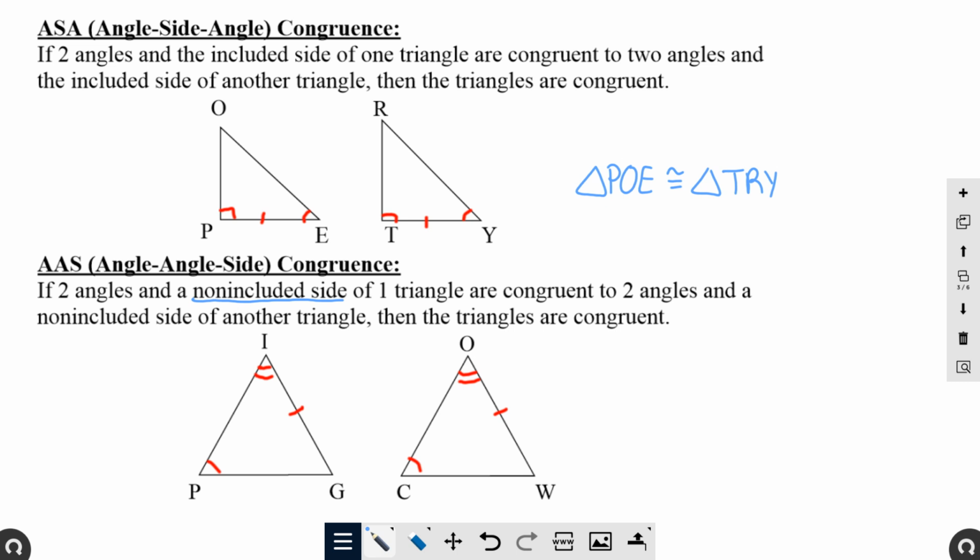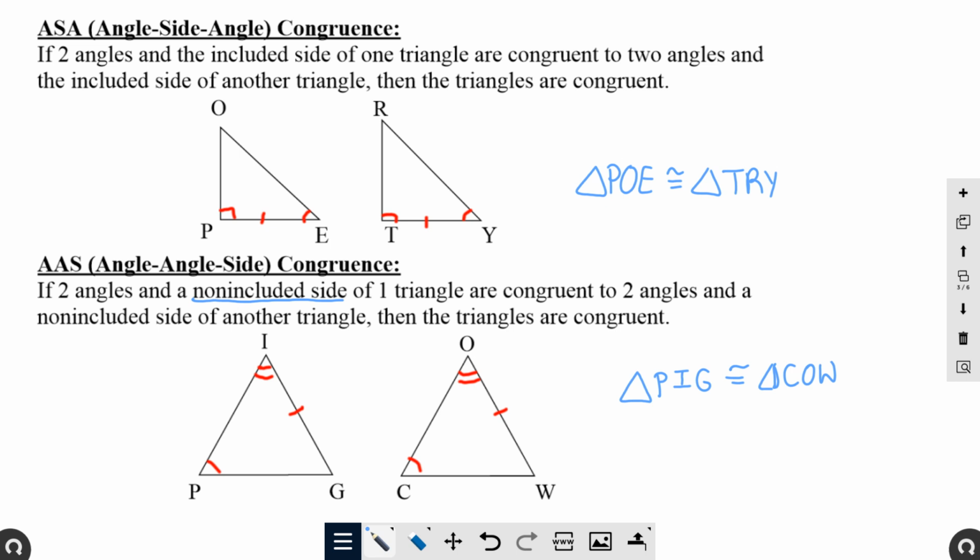Now it has to be a side that's in the same space as the other. So we have angle P and C are congruent, angle I and angle O is congruent. Notice the side that's congruent connects with I and O, so it has to connect with the same type of angle for it to work. So these two are congruent by angle, angle, side, two angles and the non-included side. So we'll call the first triangle, triangle PIG, which is congruent to triangle COW.